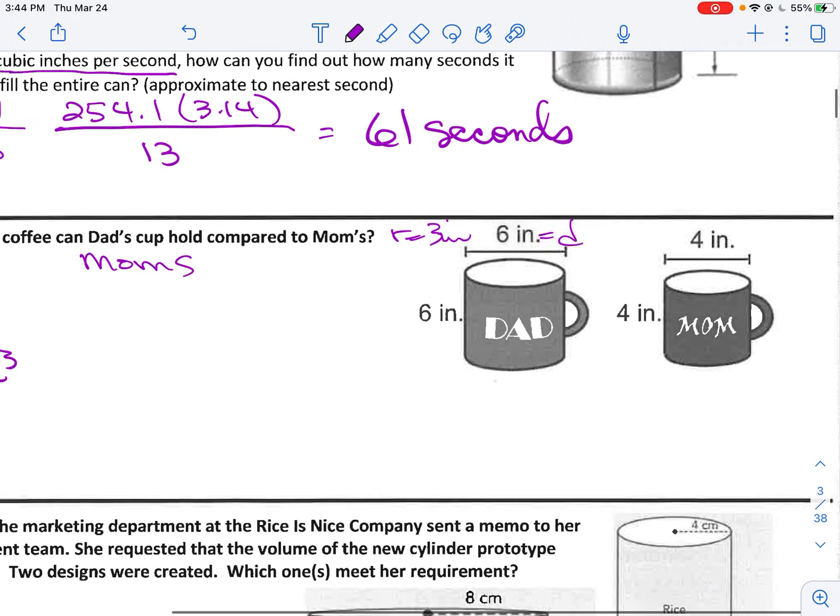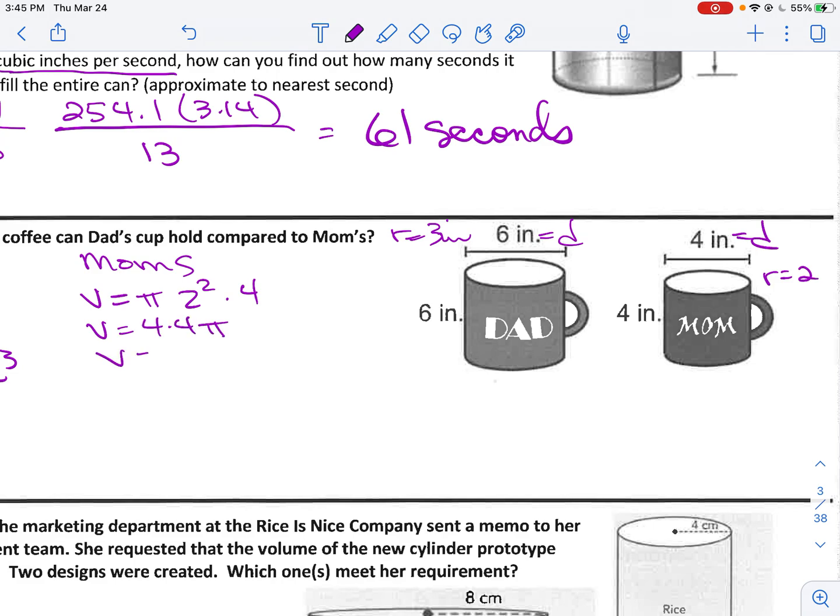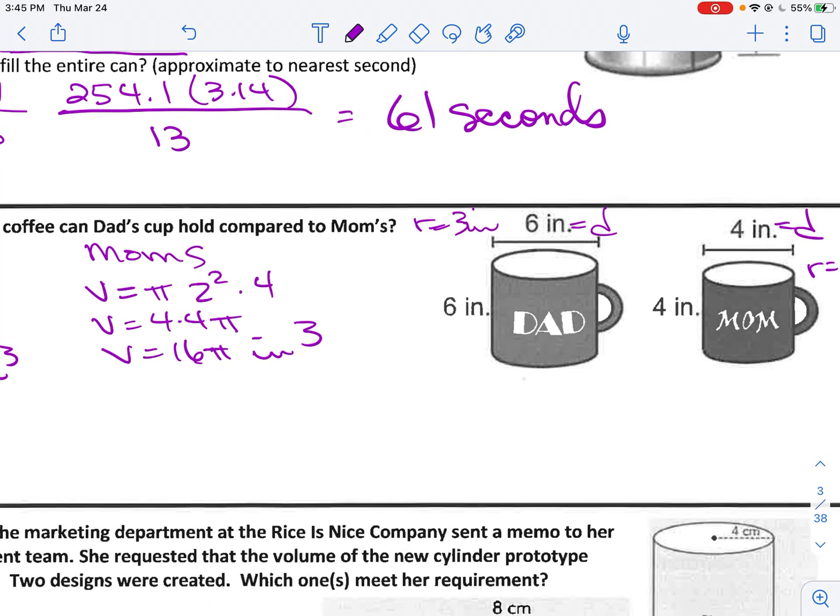So then we're going to talk about mom. Well, this is the diameter on hers. So the radius is 2. So the volume on hers is pi times 2 squared times 4. So that's going to get me 4 times 4 pi, which is 16 pi inches cubed.